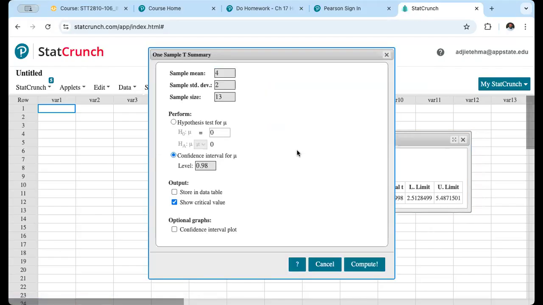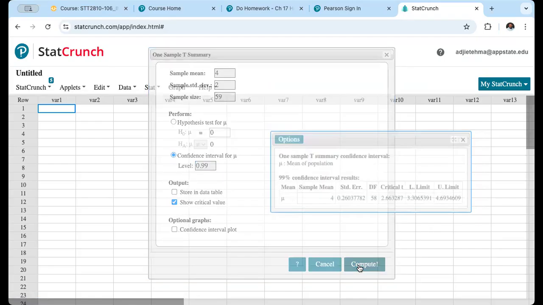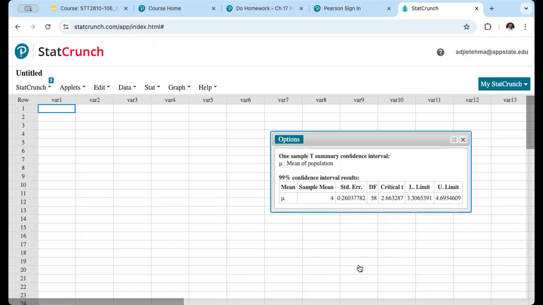So it means that in StatCrunch, let's just go to options, edit. Let me change the sample size to be 59, because I was given degree of freedom 58. And then here is 99 confidence. So we just click compute. And then we get the critical value to be what? 2.66.